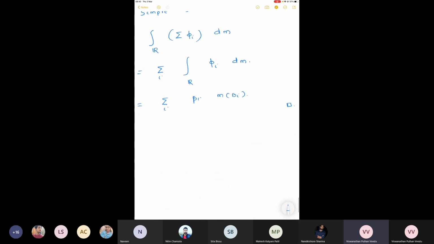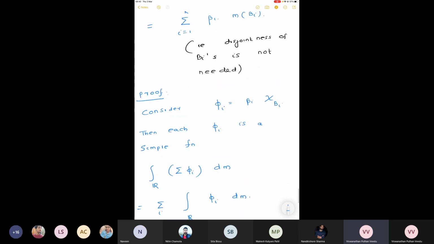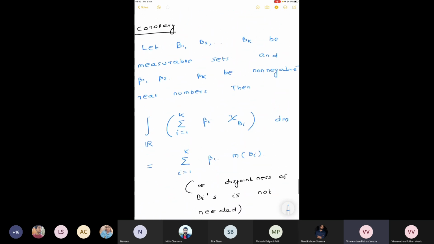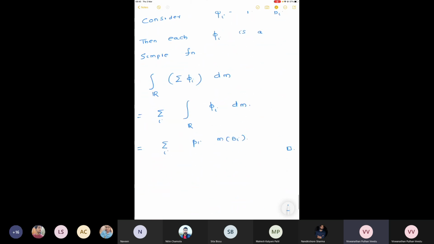Even if you have some issues, please take your own time and try to prove this corollary. But I wanted to write this corollary on record because it is an important point that we don't want our simple function to be in canonical form. It can be in more general form. So what we have is that given a non-negative simple function, I know how to integrate it. That's what we know so far.